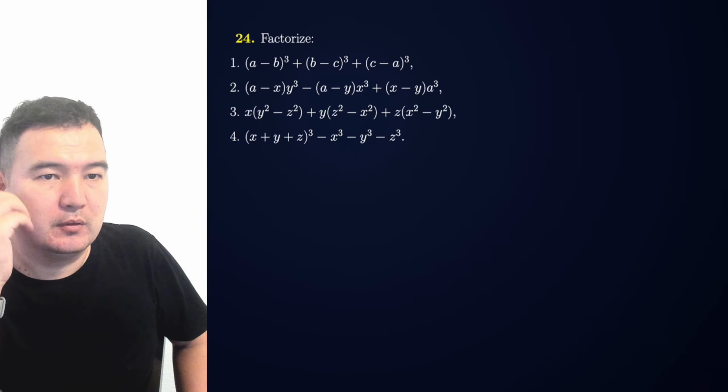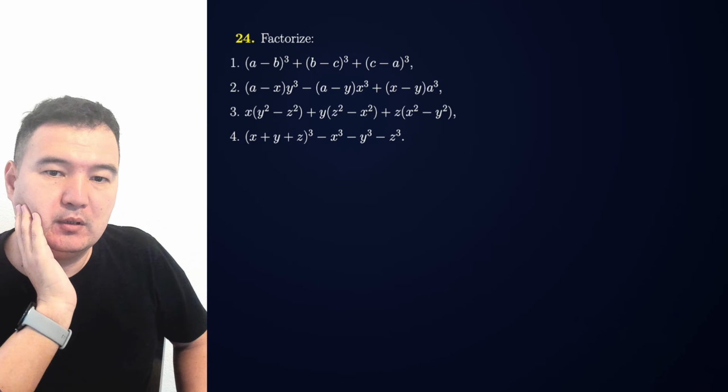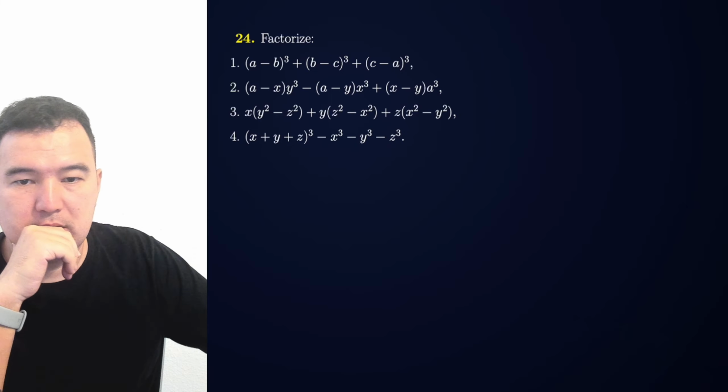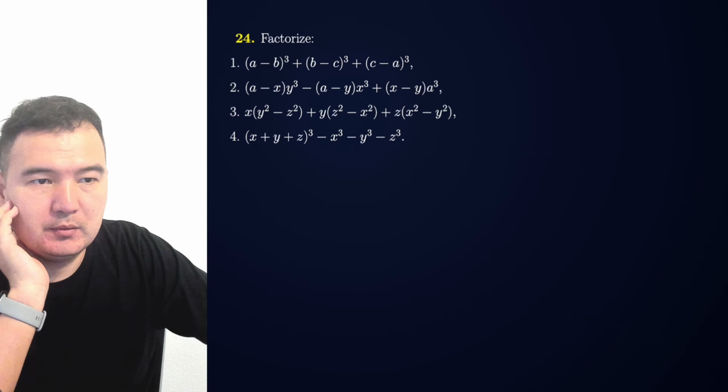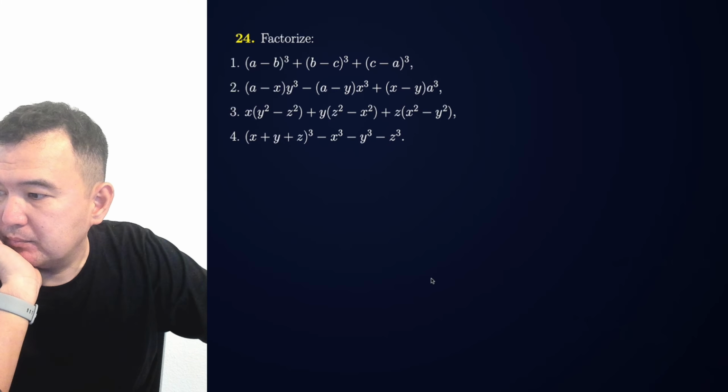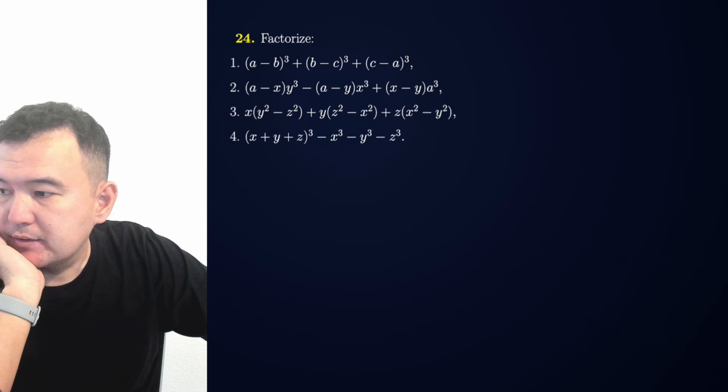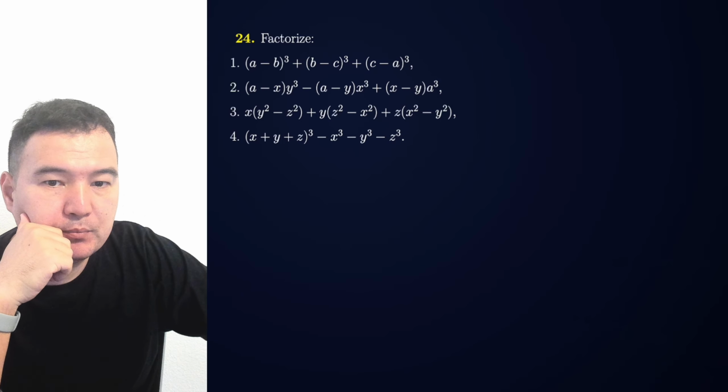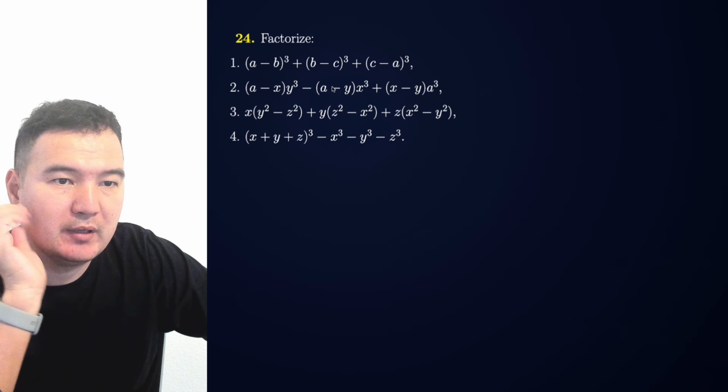Question 24. Factorize the following. There are four expressions. Probably we'll do some of them. Let's try. The first one is from the previous problem. So we have a minus b.